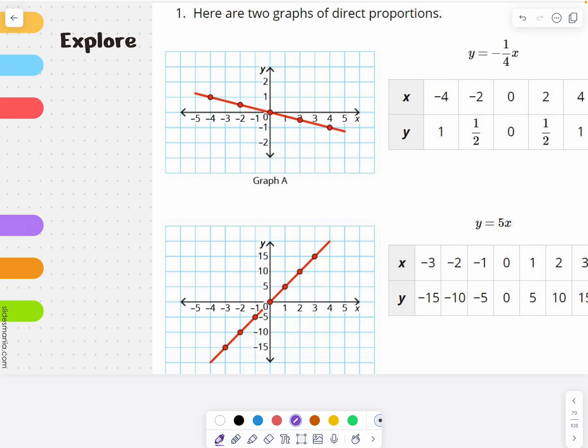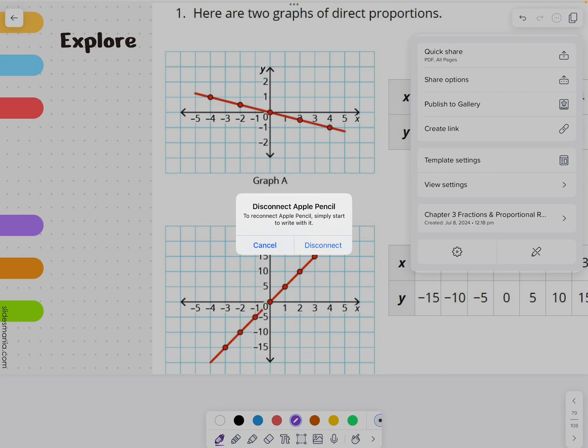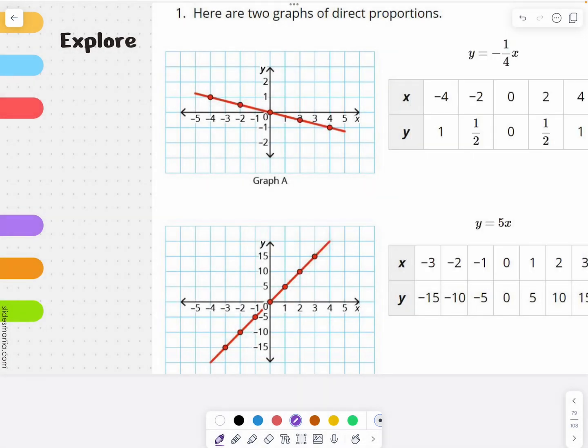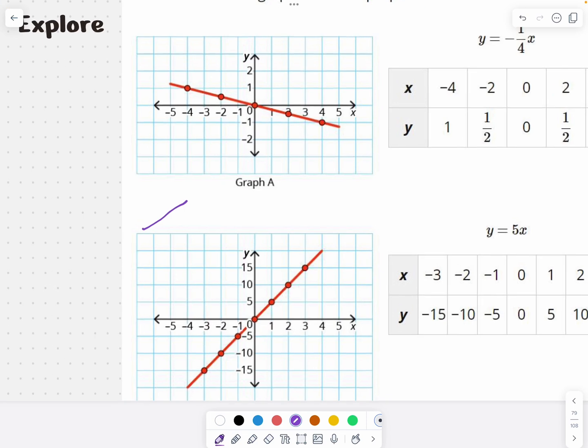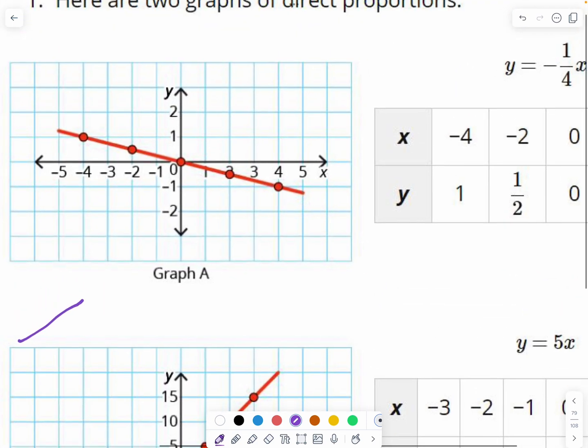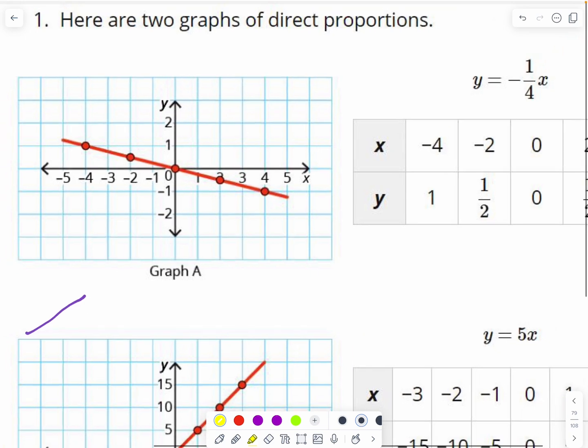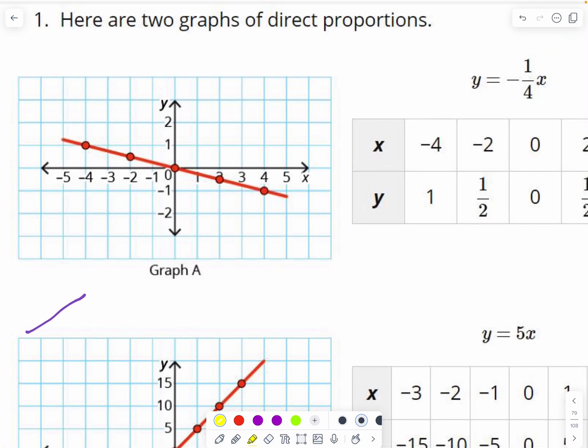pen has died. So let's try to do this with my finger. Okay, in this first graph, it's proportional because it goes through 0, 0, and it's a line. In the equation, it's proportional because it's just x with a multiplier. In the table, it's proportional.